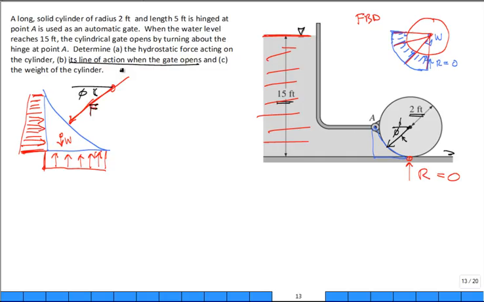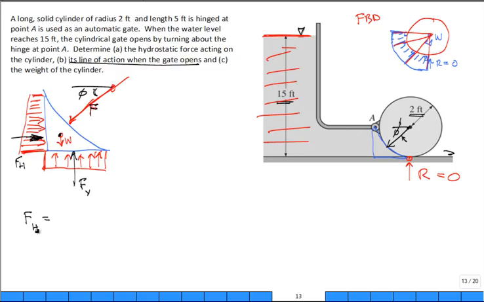Okay, let's continue on. So what I do is I replace it with the resultant force right here. What is the magnitude of F_H? That's F_H. And then this one is F_V. Vertical, horizontal. Not too innovative. Just F_H and F_V. What's the magnitude of F_H?